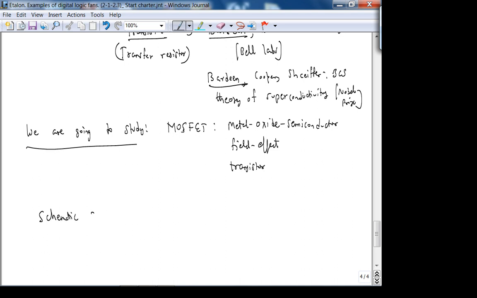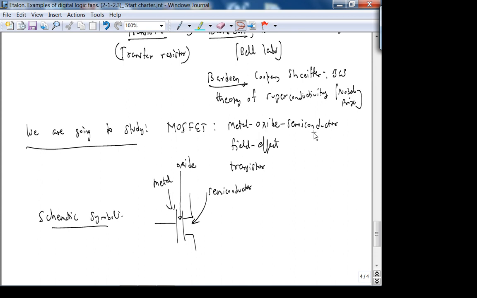Here is the schematic symbol. What does this symbol remind you of? Most of you haven't taken 2060 yet. It's a capacitor. What a transistor basically is, is a metal, an oxide layer, and the semiconductor sandwiched together. Don't worry about what a semiconductor actually is. So it is a capacitor, and that's where the term metal oxide semiconductor comes from.